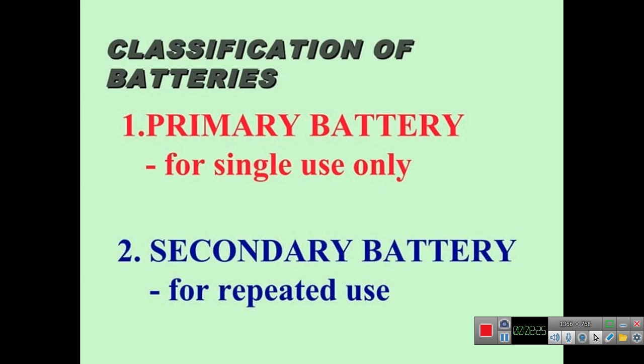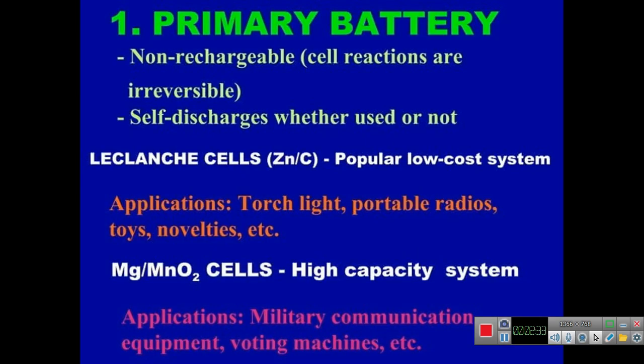Classification of batteries: primary battery for single use only, secondary battery for repeated use or rechargeable batteries. So, primary battery is non rechargeable, cell reactions are irreversible, self discharges whether used or not. So, Leclanche cells are zinc carbon cells, popular low cost system. Applications: torchlight, portable radios, toys, novelties, etc. Manganese or magnesium dioxide cells, high capacity system, application: military communication equipment, voting machines, etc.